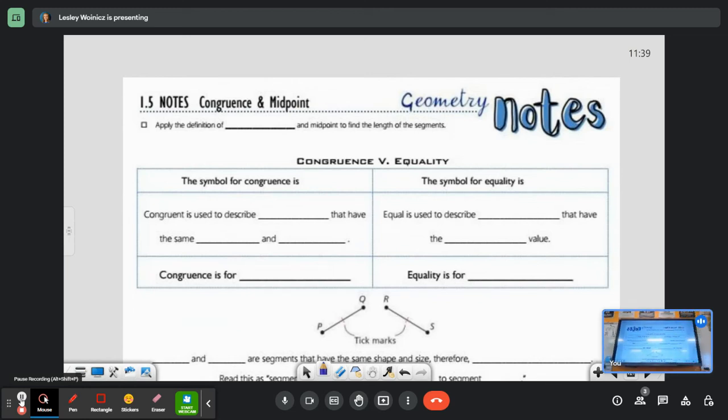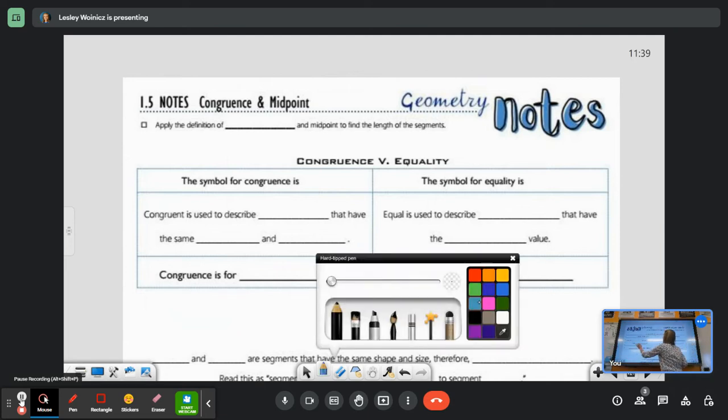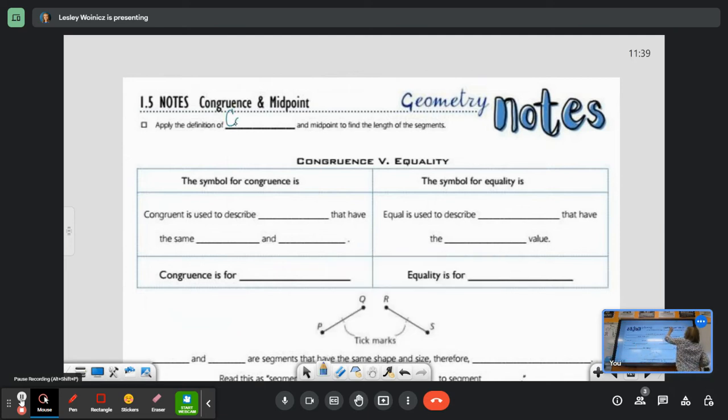Okay, so today we're talking about congruence and midpoint. We are going to apply the definition of congruence and midpoint, and then we're going to use that to find the length of segments. I find it helpful to be able to compare things in tables.